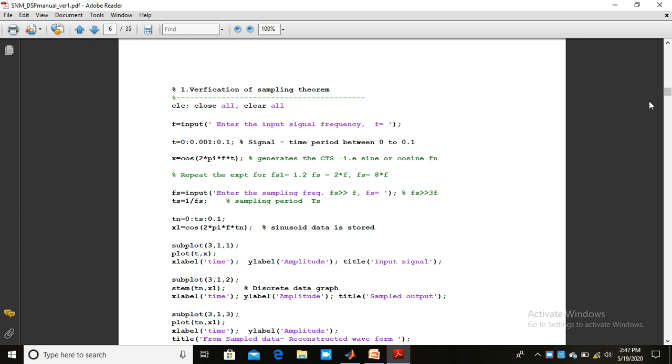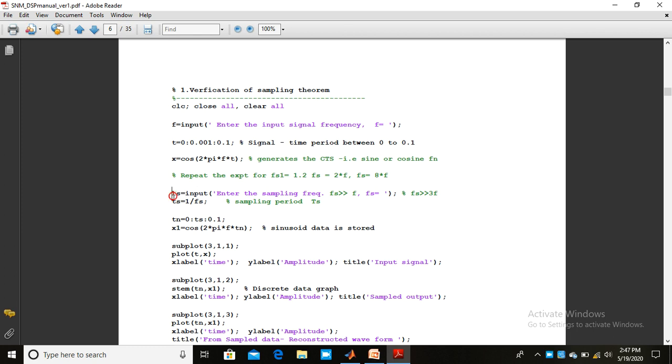Here is a program for the sampling theorem, where f is the input frequency. Here t stands for the signal time period, between 0 and 0.1 in steps. Here x is the sine or cosine waveform. Here cos 2 pi f t means we are taking a cosine waveform. It is a continuous time signal. We have to discretize this continuous time signal into a digital signal.